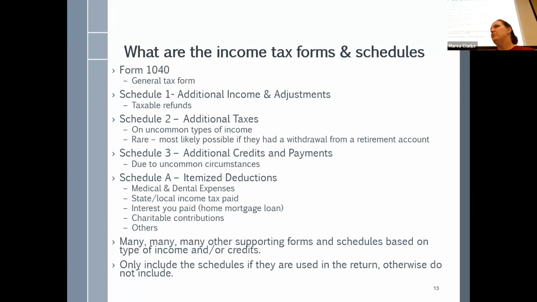When you're filing a tax return, you're only going to include the schedules that you need, right? So if somebody, for example, is using the standard deduction, we're not going to include a Schedule A with itemized deductions because it's all going to be zero. There's nothing on it.